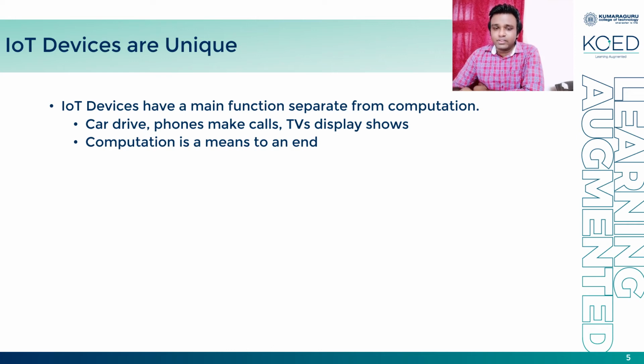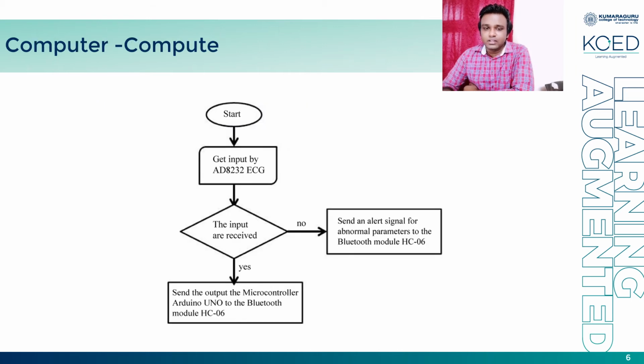So IoT devices are unique. In IoT devices, the main function is separate from computation. The car drives, the phone makes calls, the TV displays shows, and computation is a means to an end. The computer, on the other hand, computes. For example, it gets certain inputs and the input is processed. If it is acceptable, it will send a yes signal, and if it is not acceptable, it will send a no signal. That is what the computer computes.